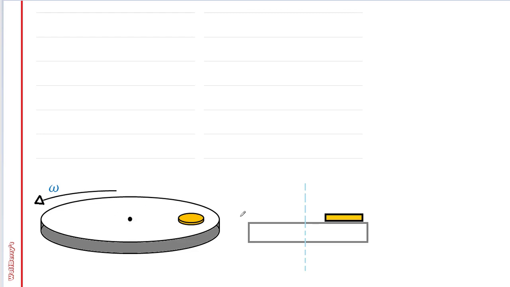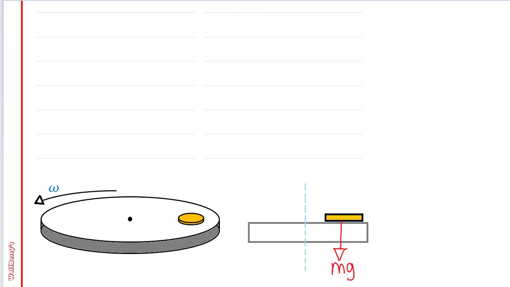But before we look at that, let's take a look at the free body diagram of the system. So here we're looking at the turntable and the coin from a side view. And since we're modeling the coin, we're going to draw a free body diagram of the coin. So first force that we're going to find on our coin is the weight. The weight acts downwards and it has a magnitude of m times g.